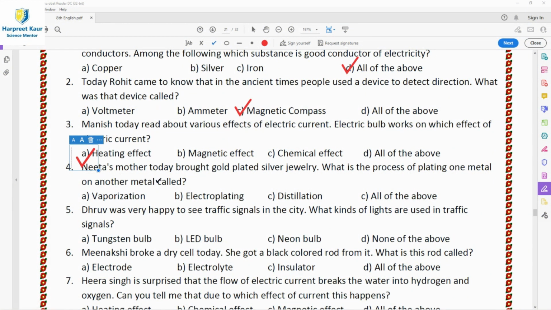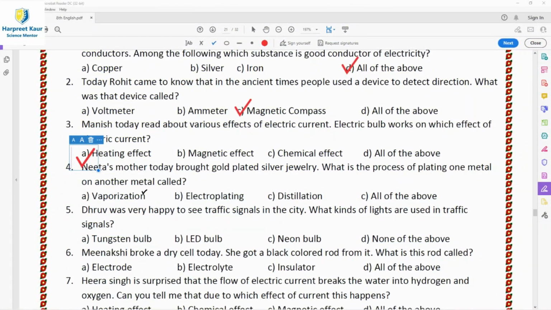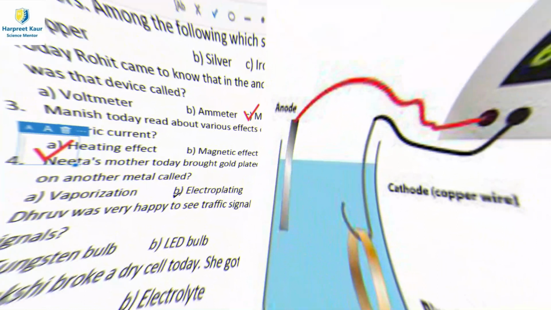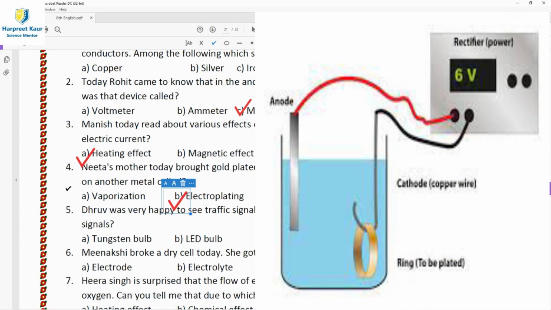Question 4. Neeta's mother today brought gold plated silver jewelry. What is the process of plating one metal on another metal called? So, beta, here comes the definition. The process of depositing a thin layer of a desired metal over a metal object with the help of electric current is called electroplating. It is sometimes done to protect metals from corrosion, and sometimes to make the metal objects look more attractive or for decorative purposes. So the answer, option B, electroplating, is the right answer for this question.